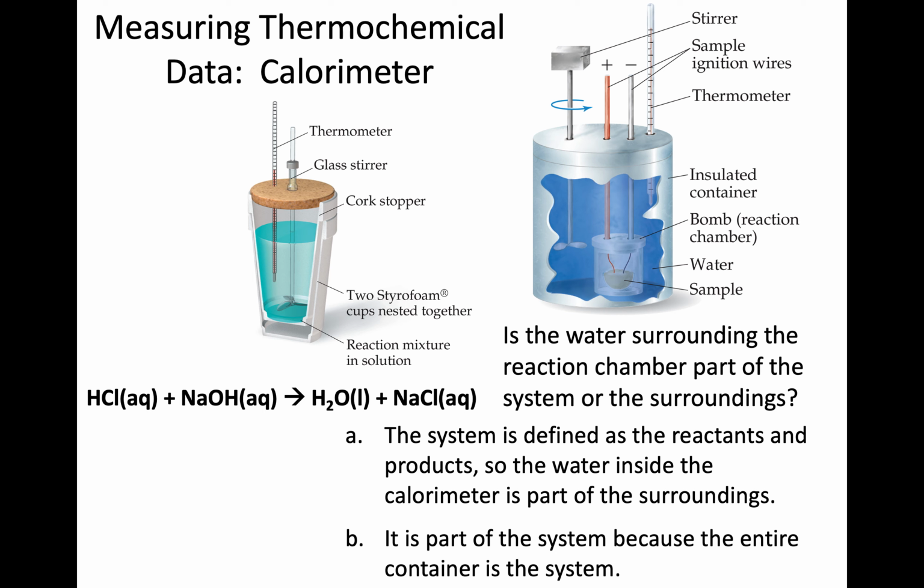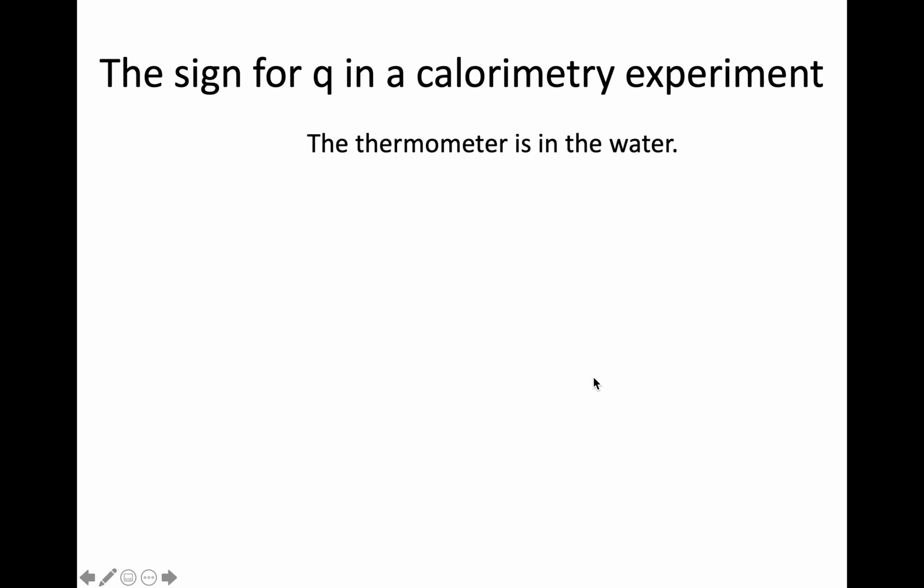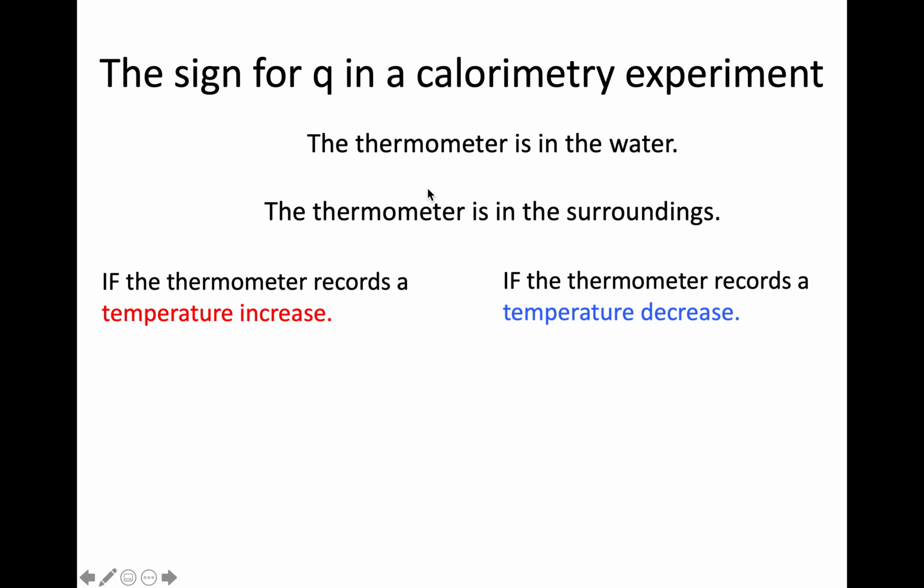Our convention is what we're going to use is that first one. We're going to say that water, even if it's inside the calorimeter, is part of the surroundings. The reason that's important is because that's where the temperature is placed, and that's going to give us insight for the sign of Q, the sign for the heat, in a calorimetry experiment. So we're going to say that the thermometer is in the water, and the thermometer then is in the surroundings.